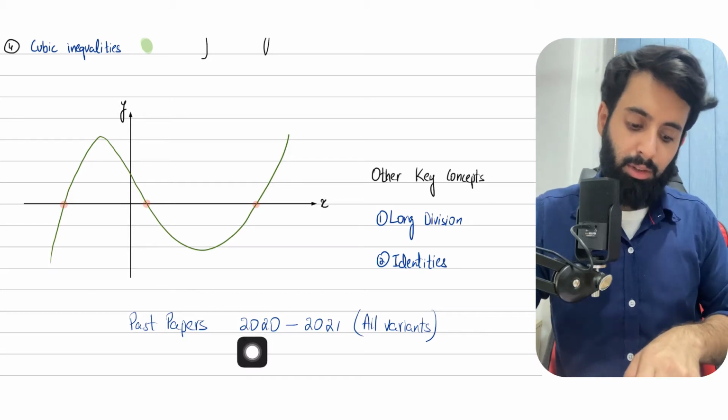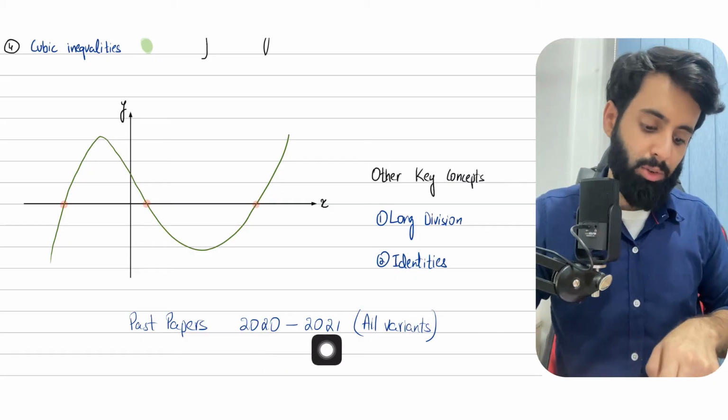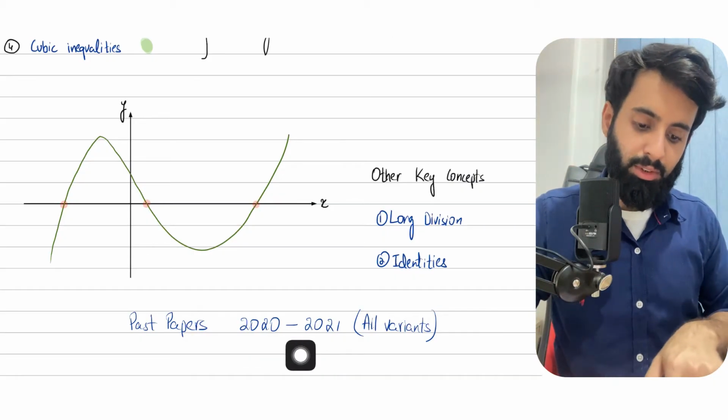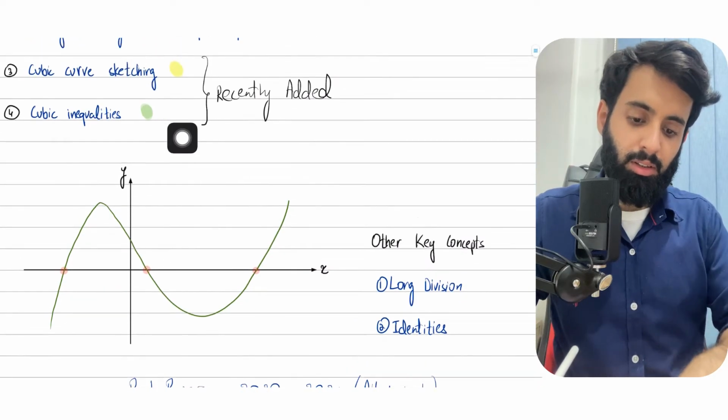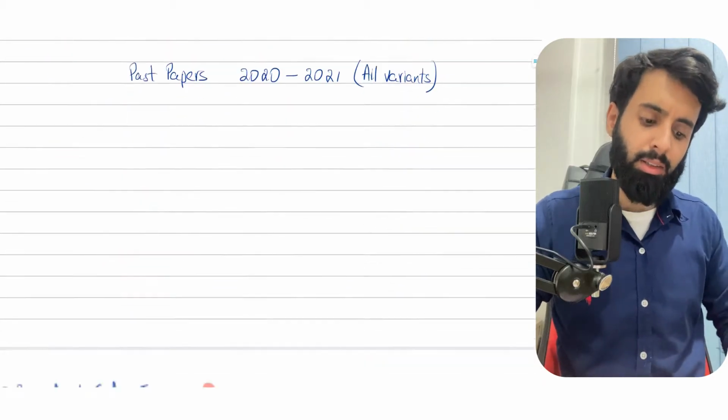We're going to solve 2020 and 2021, both the sessions, October/November and May/June, and both the variants. And the reason why I've chosen these two is because in 2020, these two concepts were added in the past paper. Now let's get straight to it.